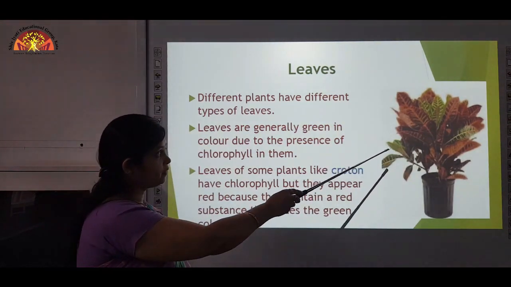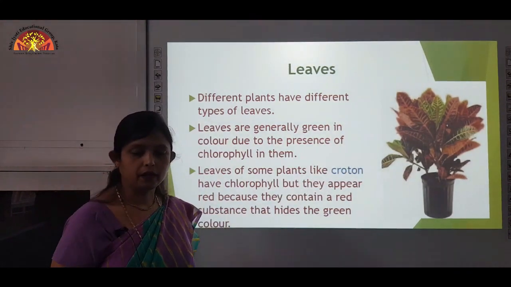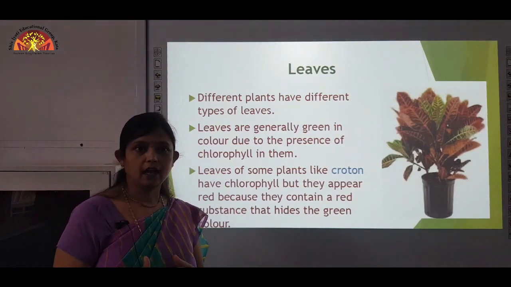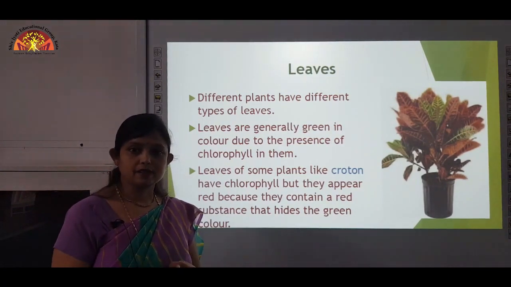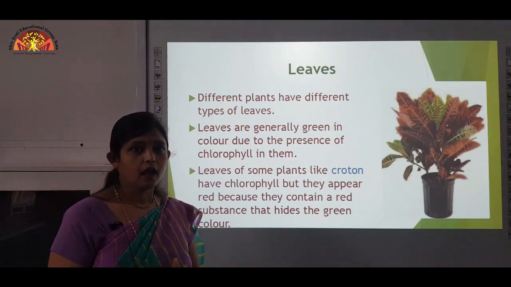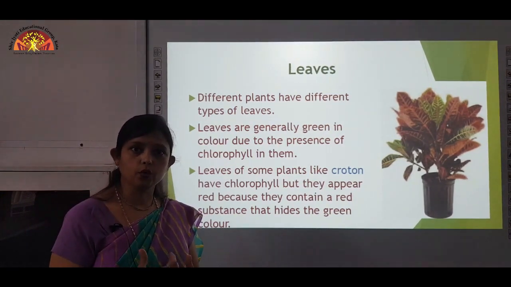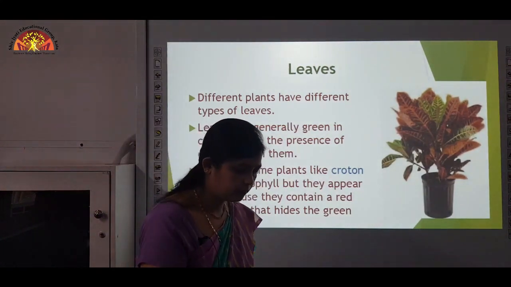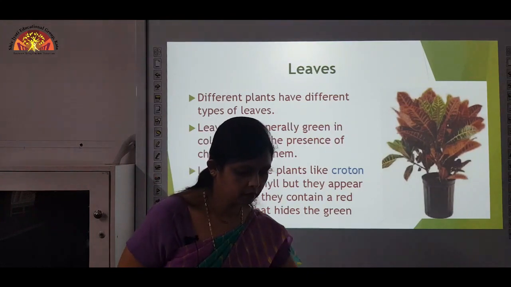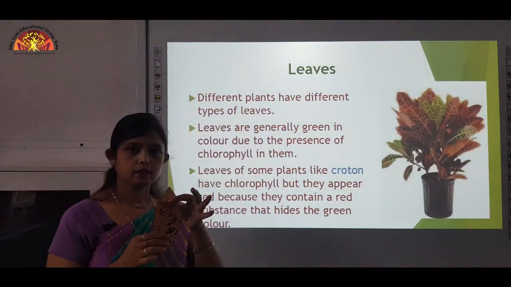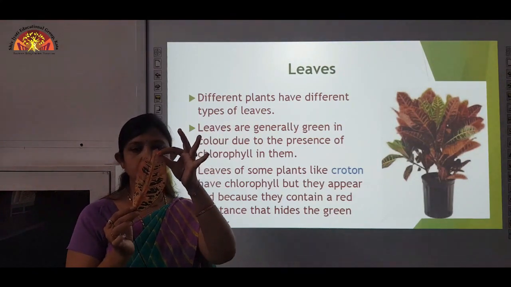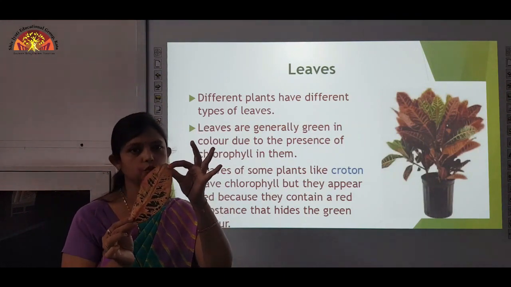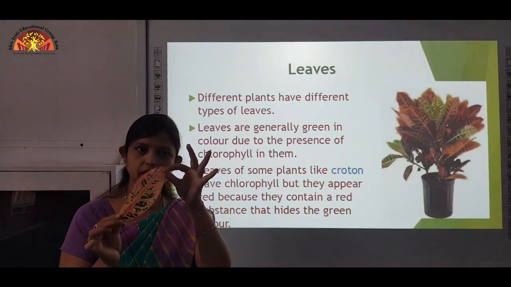You can see that some leaves are red in color. Now why do they appear red? Because although they have chlorophyll, in addition to that they have a red substance also, and this red substance is more in quantity, so these leaves appear red. Now have a look at this leaf shown here. See, this is a croton leaf and you can see reddish patches and green patches over here. So this reddishness is due to the red colored substance present in it.